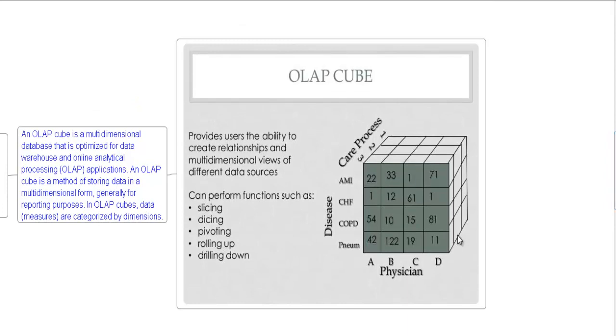An OLAP cube is a multi-dimensional database that is optimized for data warehouse and online analytical processing applications. An OLAP cube is a method of storing data in a multi-dimensional form, generally for reporting purposes. In an OLAP cube, data measures are categorized by dimension. This is a 3-dimension database. An OLAP cube provides users the ability to create relationships and multidimensional views of different data sources. It can perform functions such as slicing, dicing, pivoting, rolling up, and drilling down.